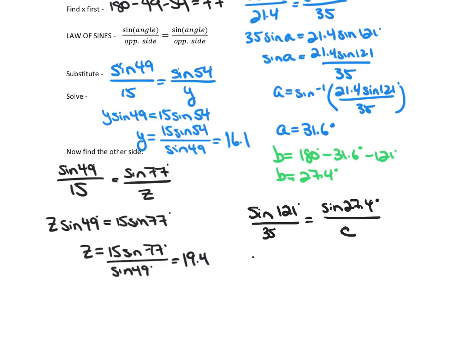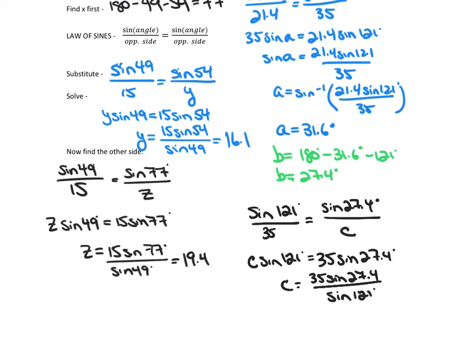We'll cross multiply. C times the sine of 121 equals 35 sine of 27.4 degrees. We're still not rounding. We'll divide by the sine of 121, and we'll get that C equals 18.79. We'll round it to the nearest tenth, so 18.8.